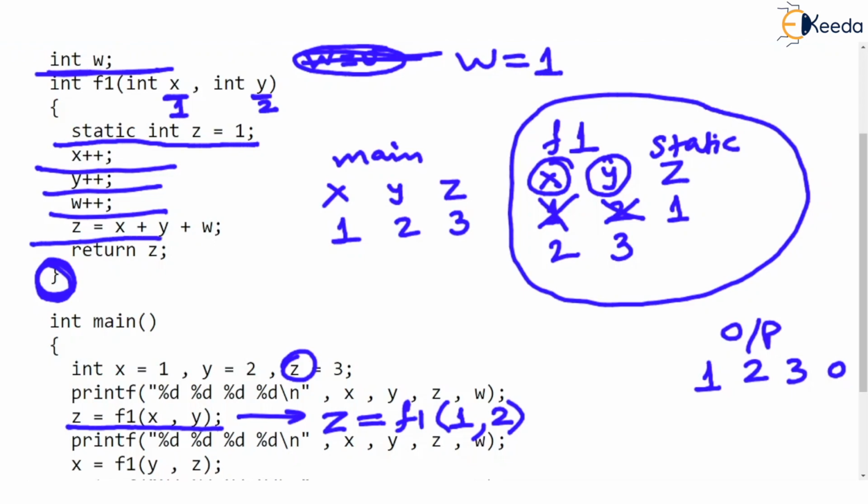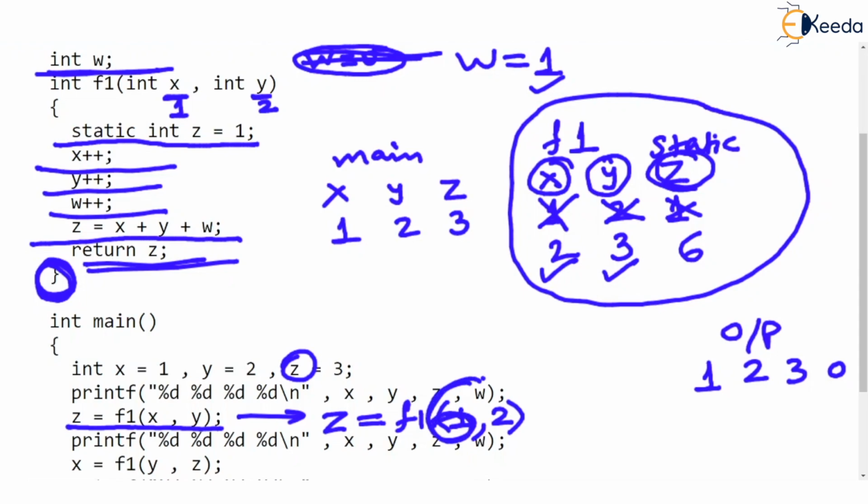Next line, which I am underlining, says that z should become x plus y plus w. With z, of course, static z, we are in the f1 function. So static z should become x, that is 2, plus y, that is 3, plus w, that is 1. So static z will become 6. And then we are returning z. So literally we are returning the value of z, isn't it? And that z, that is 6, will be returned at the call.